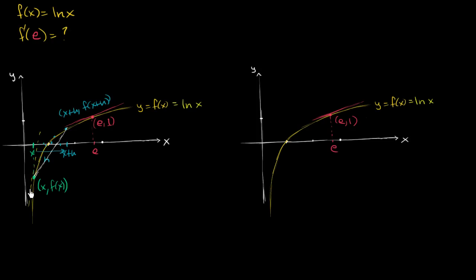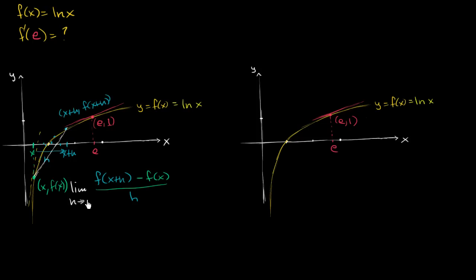So what's the slope of the secant line? Well, it's the change in your vertical axis, which is going to be f of x plus h minus f of x, over the change in your horizontal axis. And that's x plus h minus x. And we see here the difference is just h, over h. And we're going to take the limit of that as h approaches 0.